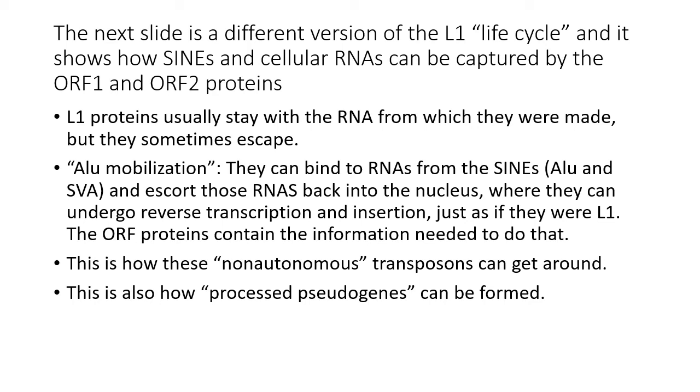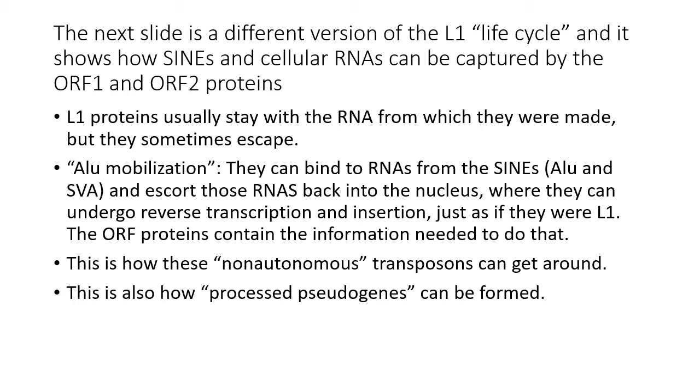Okay, so the next slide is a different version. Okay, and this has to do with ALU mobilization and also how you can form processed pseudogenes. Okay, so usually when you have L1 RNA in the cytosol, it gets translated to form the ORF1 and ORF2 proteins, and then those associate with it to form the RNP that's going to get reverse transcribed eventually when it gets in the nucleus. Okay, but this sometimes doesn't happen.